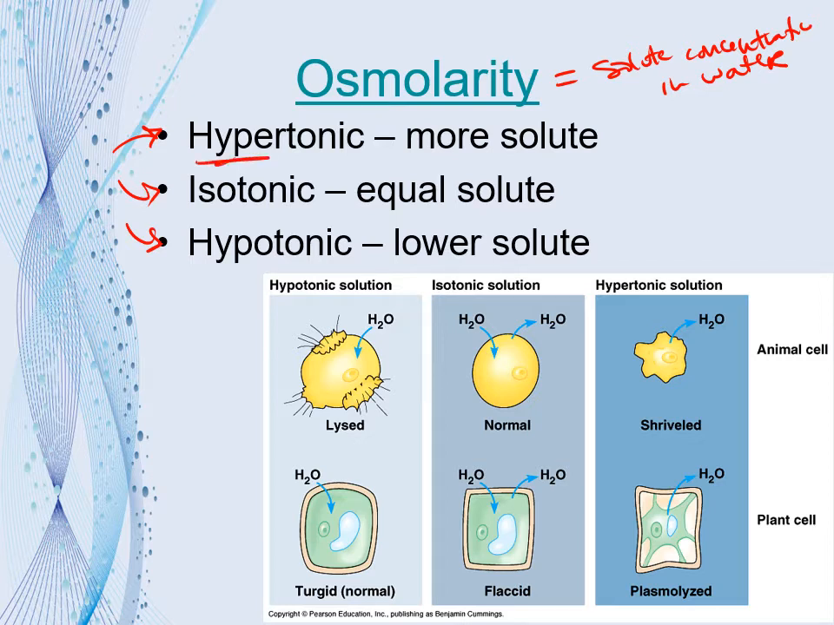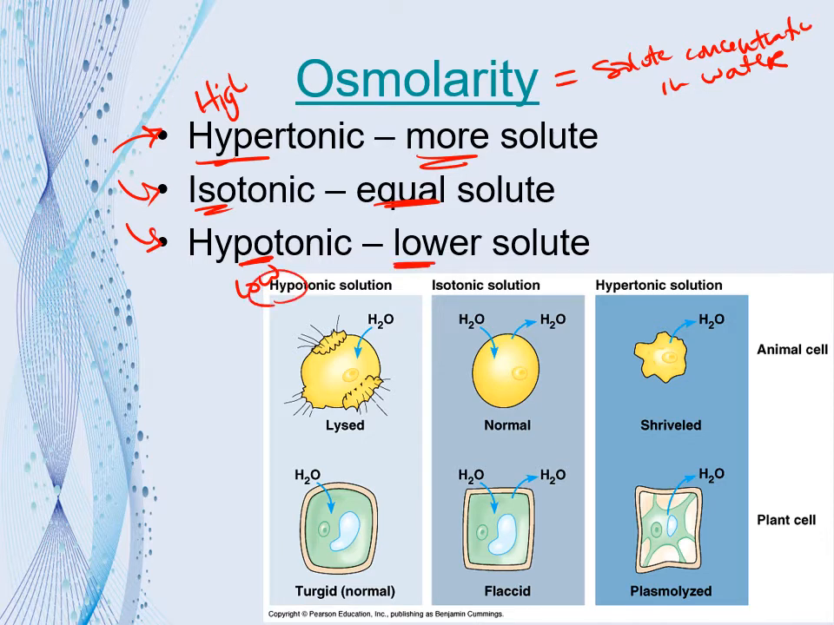So hyper is high, like if you are feeling hyper, you have high energy levels. So hyper is high, we've got a high concentration of solutes. Iso is equal, and then hypo rhymes with low. Hypotonic is a low solute concentration.